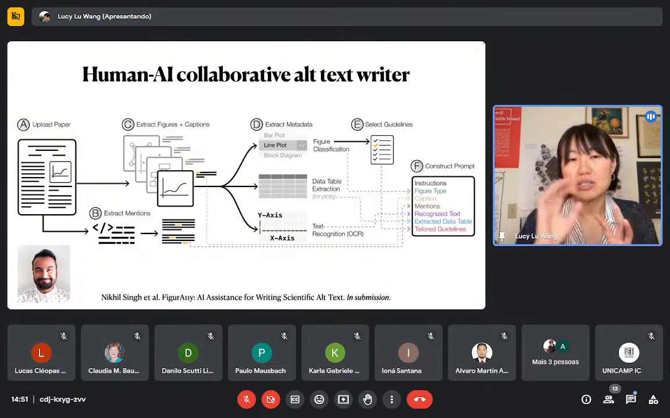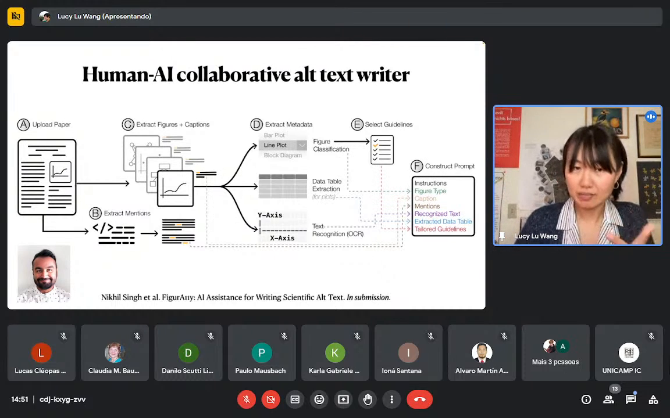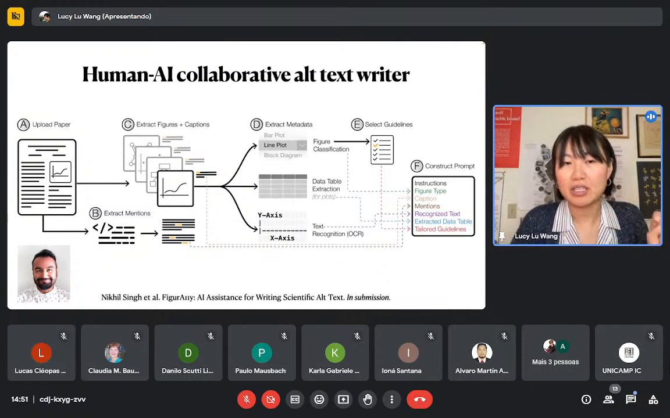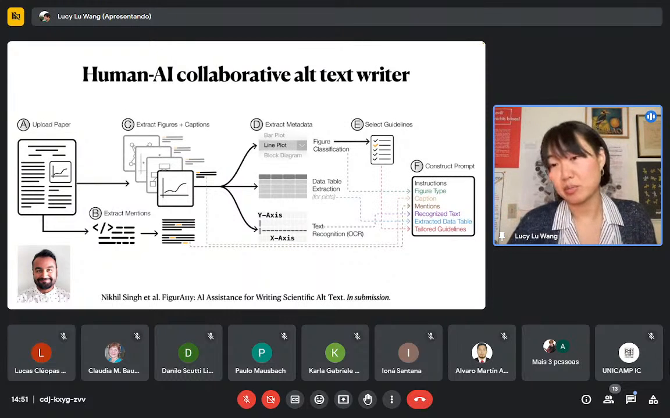We then run a series of image understanding models to classify the figure type, extract the data tables for the plots and charts, and use an OCR engine like Tesseract to extract textual components of the image. We then combine all of this data together and the metadata about the figure with these guidelines we identified from other sources about how to write alt text, and then prompt a large language model to help generate alt text suggestions and completions.